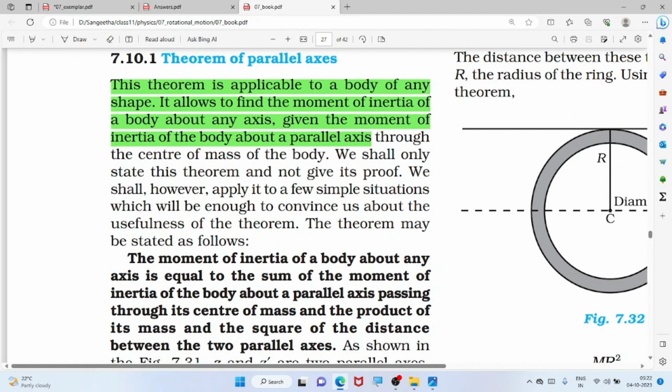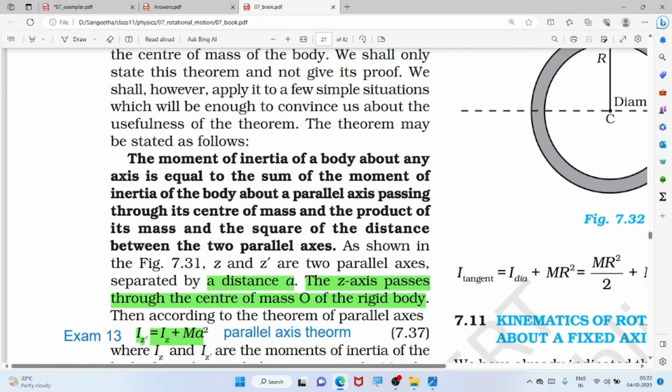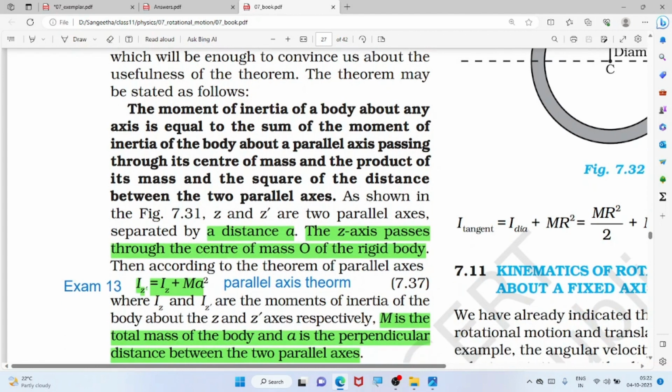So you can go through this theorem. The moment of inertia of a body about an axis equals the sum of the moments of inertia. This is that formula. Here a is a by root 2, and then a square.